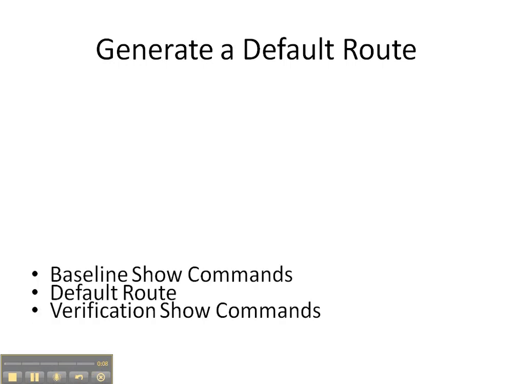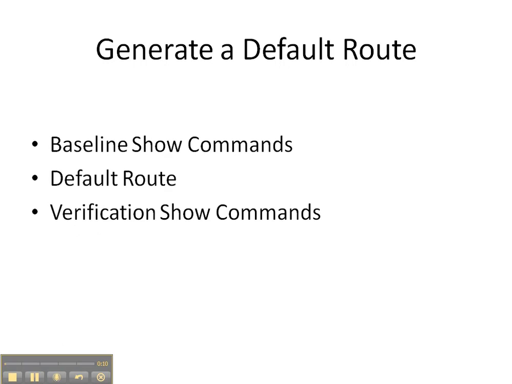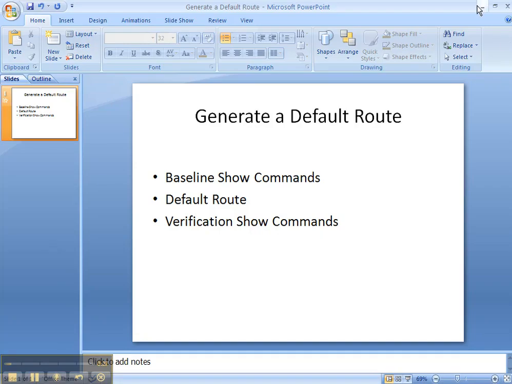Hey everybody, this is Dale with Networking Step by Step, and in today's video cheat sheet we're going to generate a default route into an OSPF area. First we're going to start off with doing some show commands to see if there's a default route already floating around in OSPF. Then we're going to propagate a default route into an OSPF area, and then do some verification show commands to see if our changes made any difference.